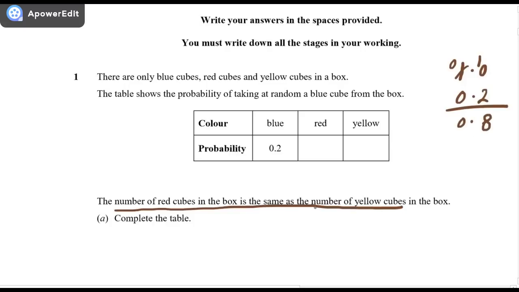Now this is going to be the same here and here. So how can you get the same? If you half it, half of 0.8 is going to be 0.4. So this is going to be 0.4 here and this is going to be 0.4 here as well. So when you add all these, this makes 1.